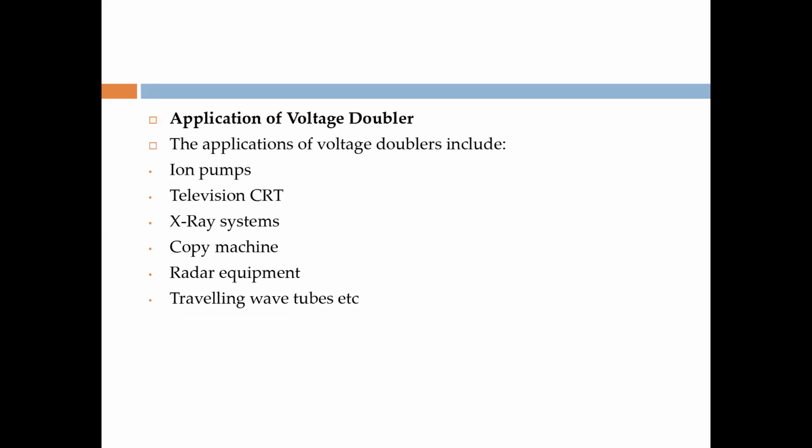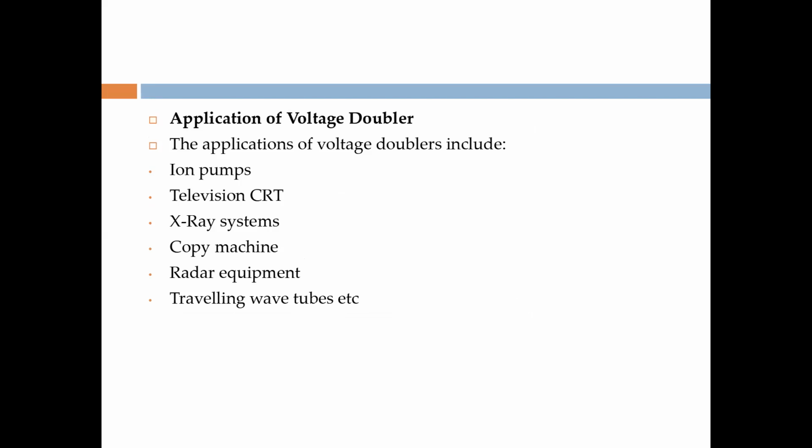Now remaining is the application. Where is the voltage doubler applied? The applications of the voltage doubler include ion pumps, television CRT, X-ray systems, copy machines, radar equipment, traveling wave tubes, etc.